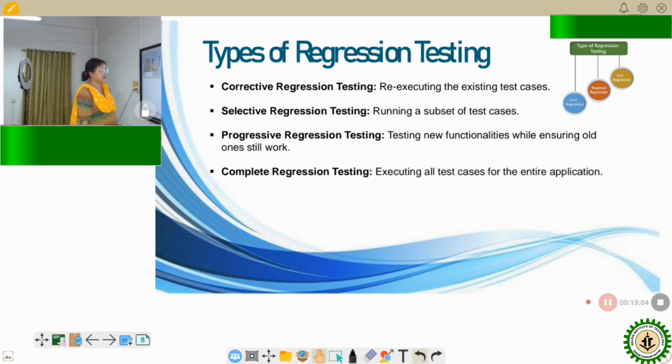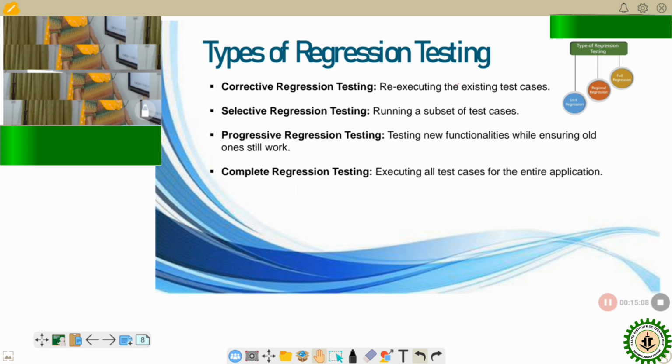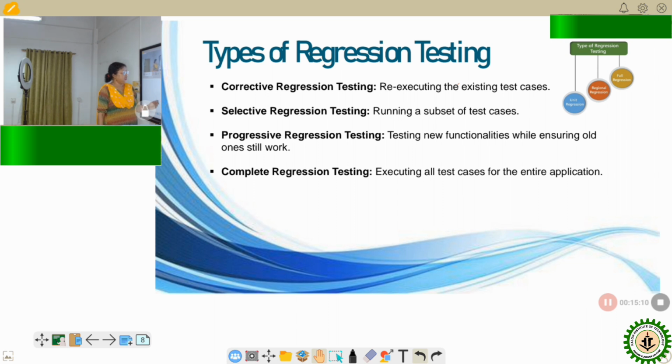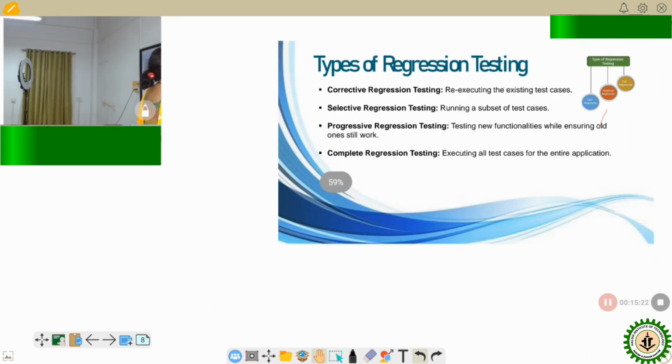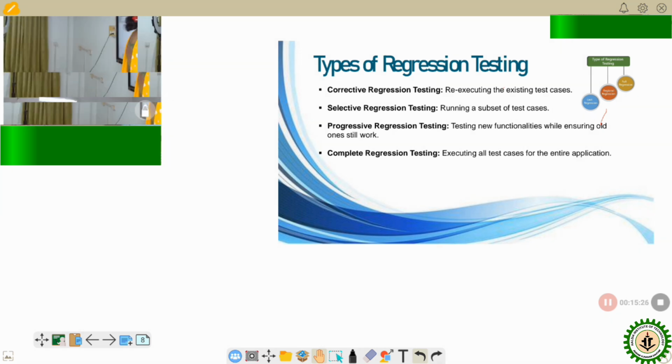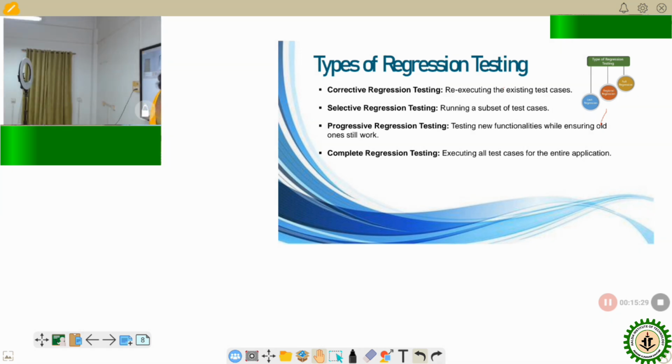The third one is progressive regression testing, testing new functionalities while ensuring all the old ones still work. And the last one is complete regression testing, executing all test cases for the entire application. The unit testing and regional regression and full regression.